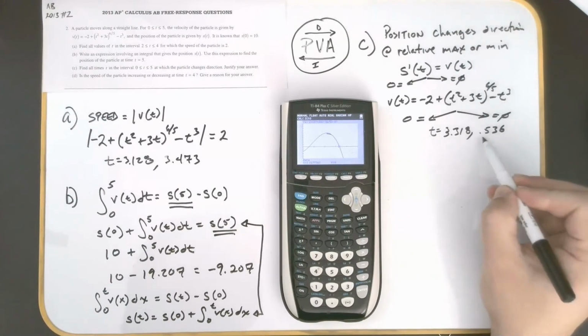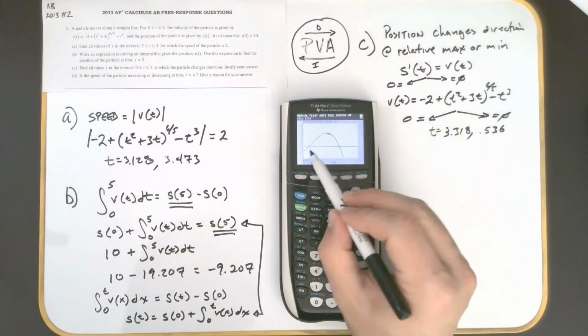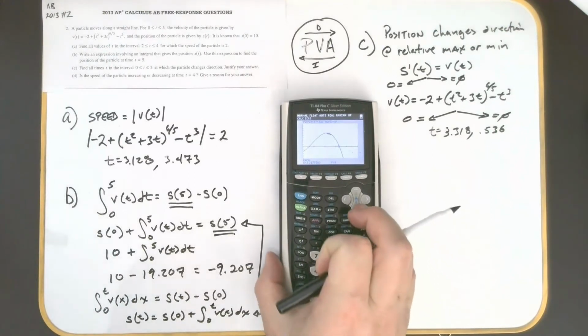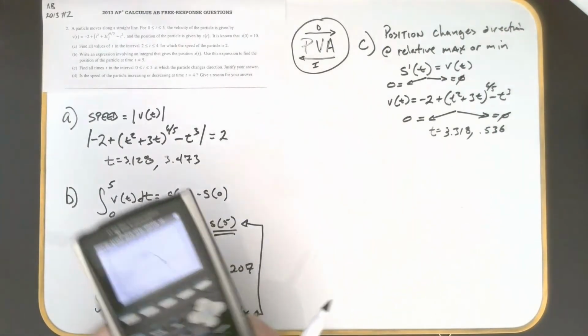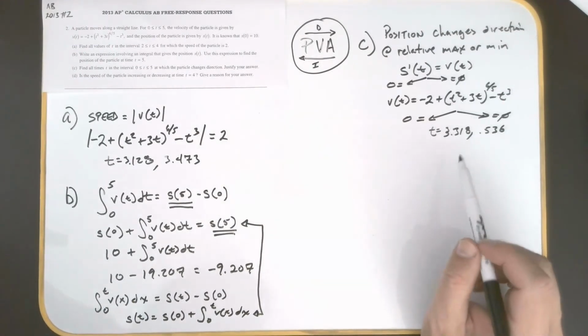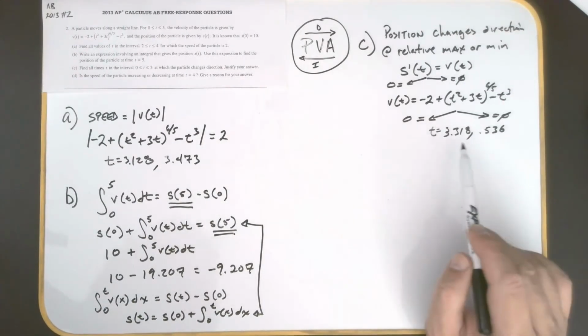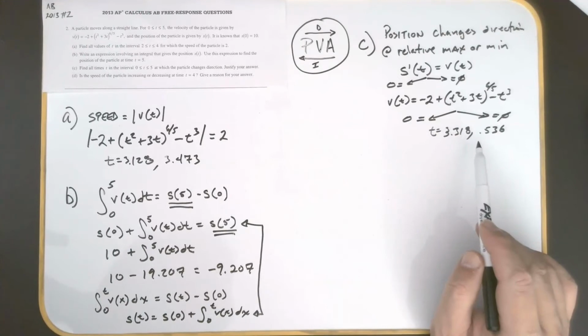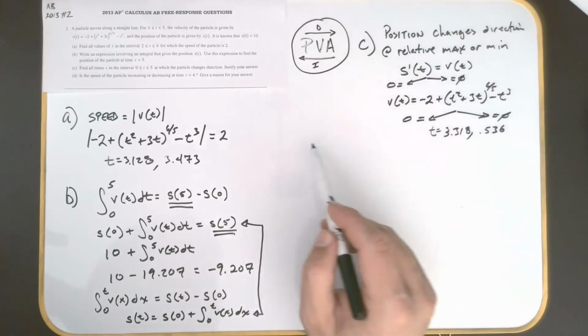0.536. So obviously this is the first one, this is the second one in our picture. Those are the two values. So those turn out to be my critical numbers. So if I put these to the side, I've got my two critical numbers, and the question says, when do these two values here change direction? Well, I'm going to actually test my interval here.